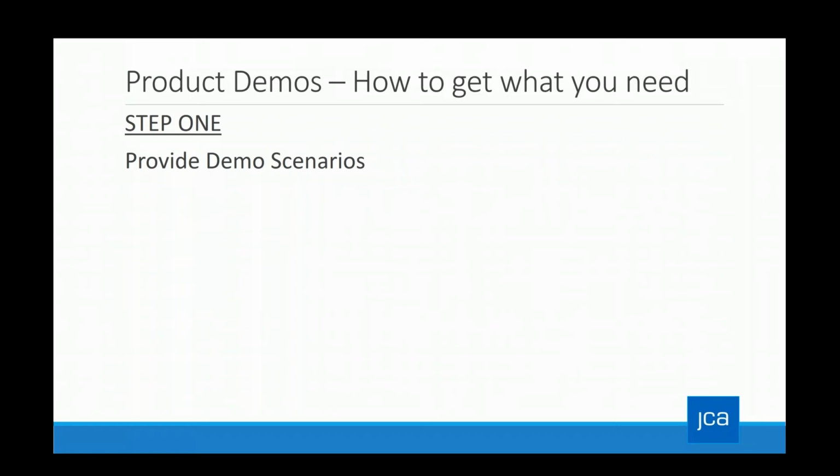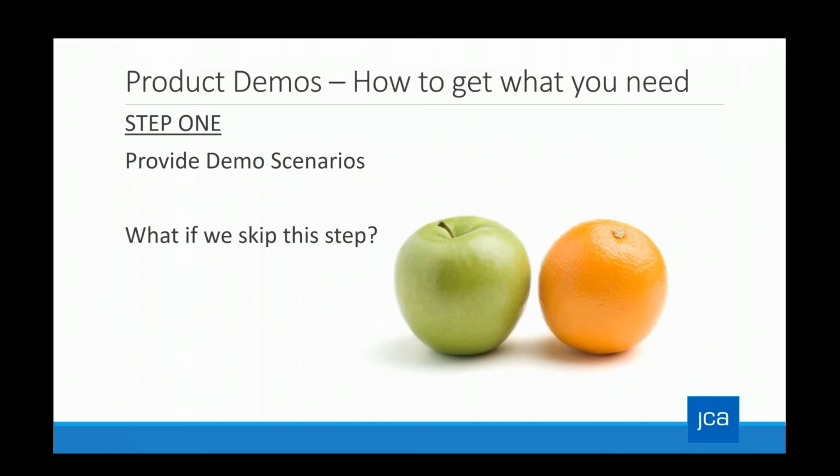Well, what if we skip this step? If you skip it, a couple of things will happen. Number 1, the vendors will only show you what they want you to see. And number 2, you won't see 2 comparable demos. Each demo will be different from the others. And then how will you grade them? How can you compare 2 things that are totally different? Remember, the end goal of the demos is to get a score for each vendor that can be compared to the other scores.